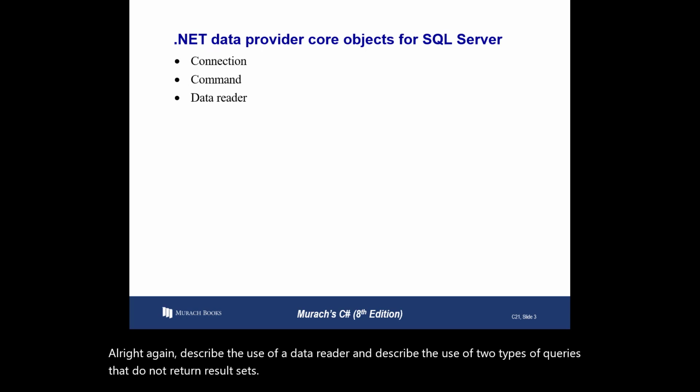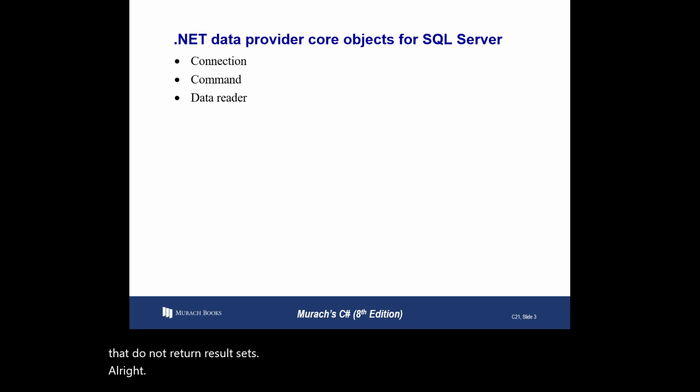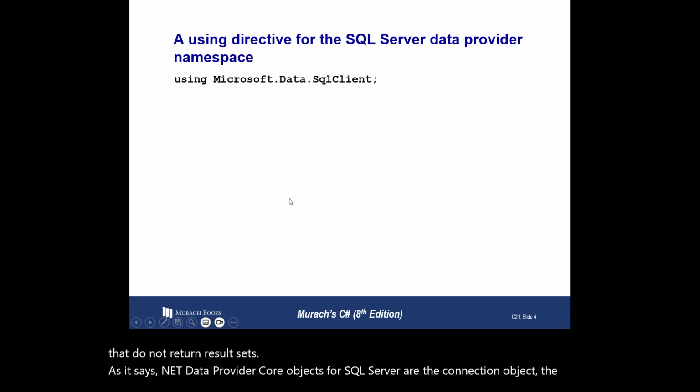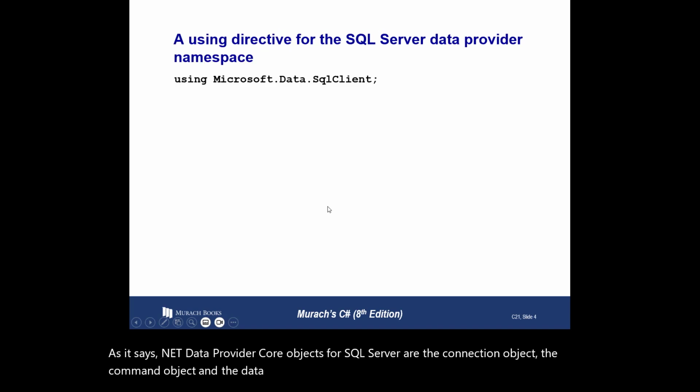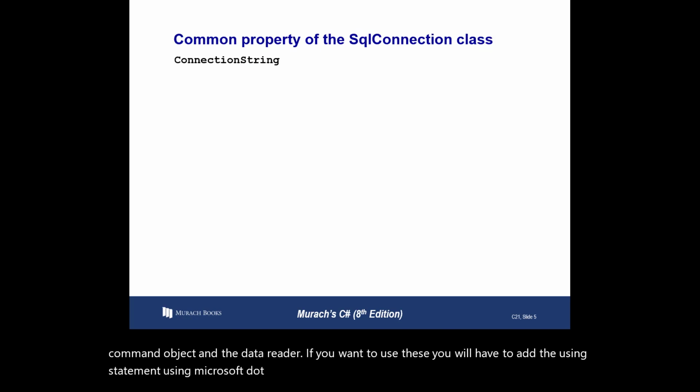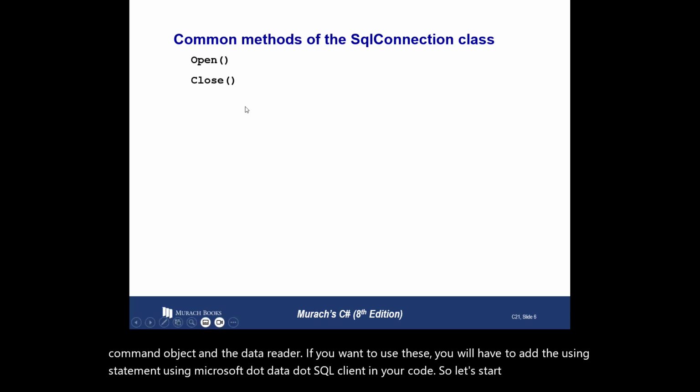As it says, .NET Data Provider core objects for SQL Server are the connection object, the command object, and the data reader. If you want to use these, you will have to add the using statement, using Microsoft.Data.SqlClient, in your code. So let's start with a connection string.